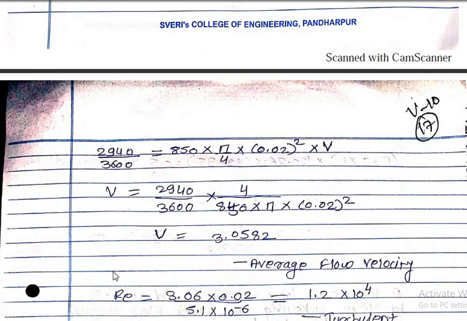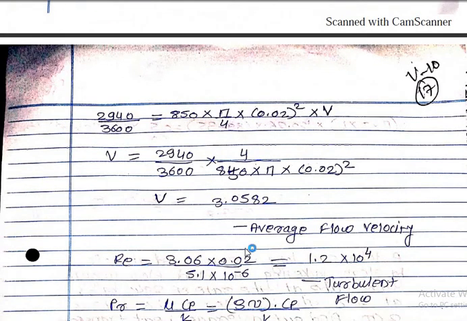Next we have to find out the Reynolds number. Reynolds number is nothing but velocity multiplied by diameter divided by kinematic viscosity. So velocity is 3.06 multiplied by diameter 0.02 meter divided by kinematic viscosity 5.1 into 10 raised to minus 6 meter square per second, and we get this Reynolds number as 1.2 into 10 raised to 4. This value is greater than 2300, so the Reynolds number is in the range of turbulent flow. So we can say that the flow is turbulent flow.